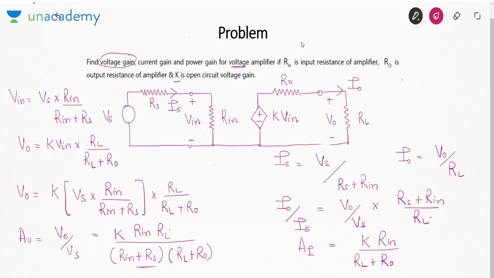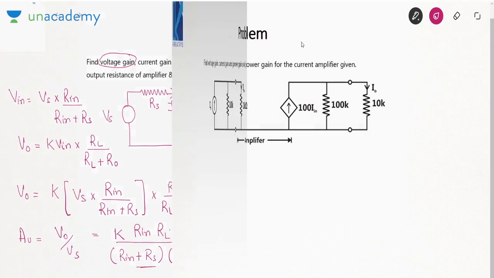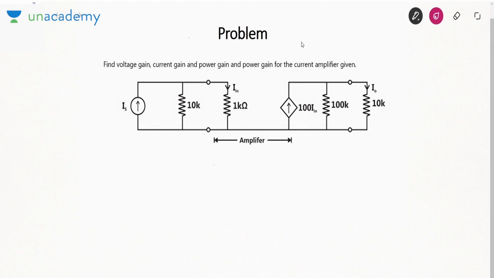Then what is the power gain? Power gain is simply the product of voltage gain and current gain. You can simply multiply these two gains and you will get the power gain. So such kind of questions I can directly frame on the different kinds of amplifier. Next question. Find the voltage gain, current gain and power gain for the current amplifier.